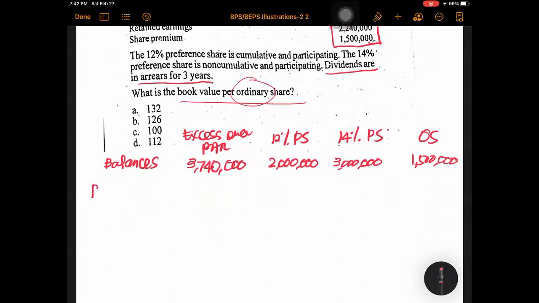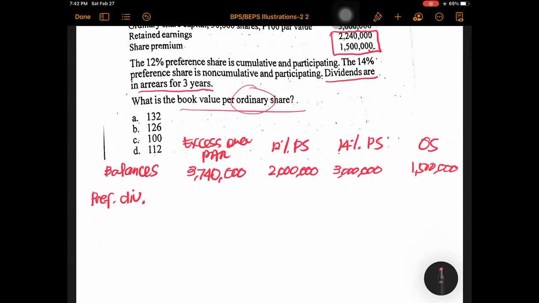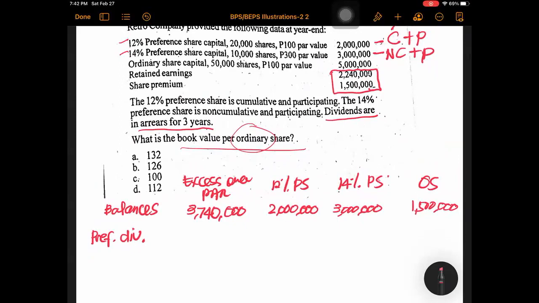After this, the preference dividend. You have two preference shares, 12% and 14%. The 12% is cumulative, so arrears are included: 3 years. The 14% is non-cumulative, so it is eligible only for the current year. To compute the 12% preference dividend: 2 million times 12% times 3 years, because it is cumulative. That's 0.12 times 2 million times 3, which is 720,000.